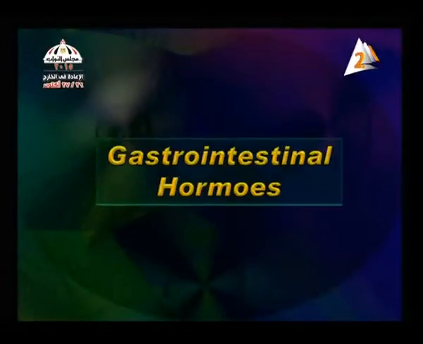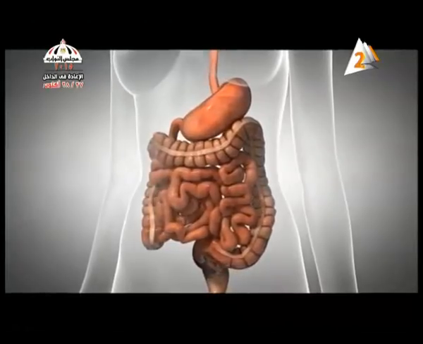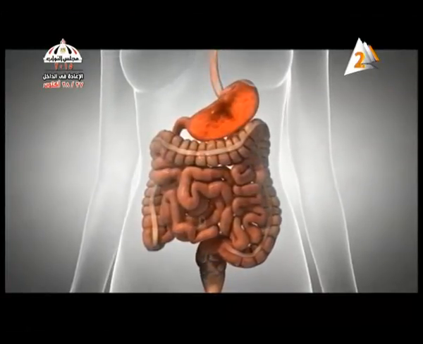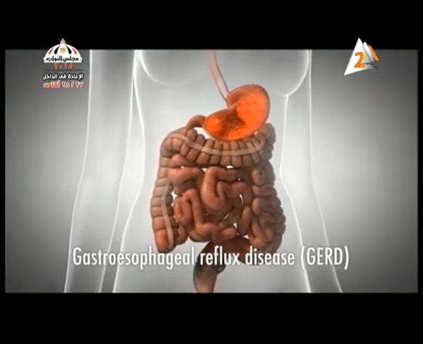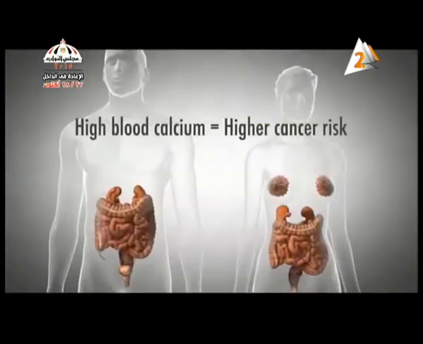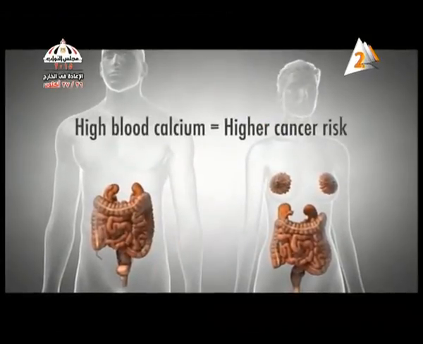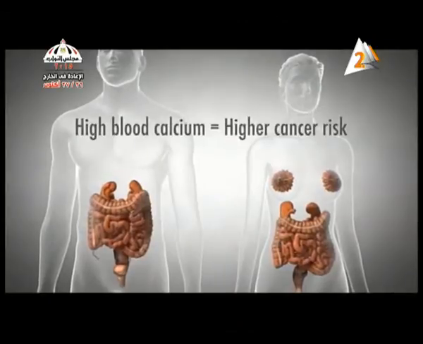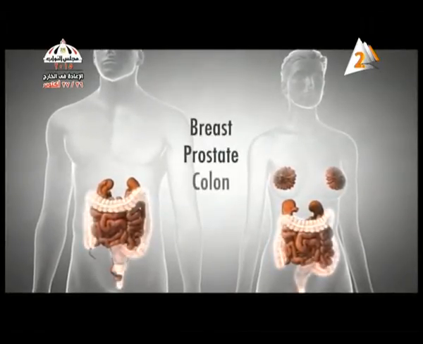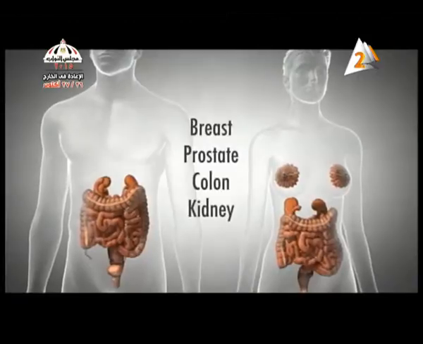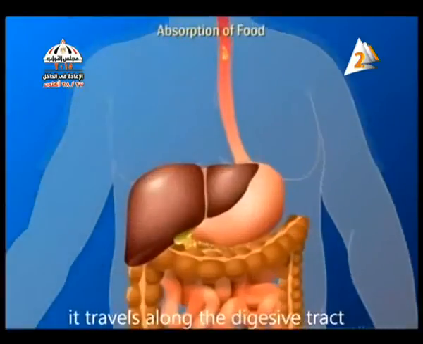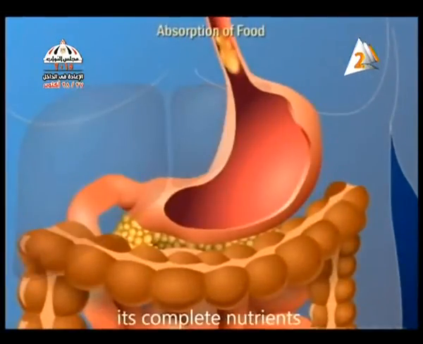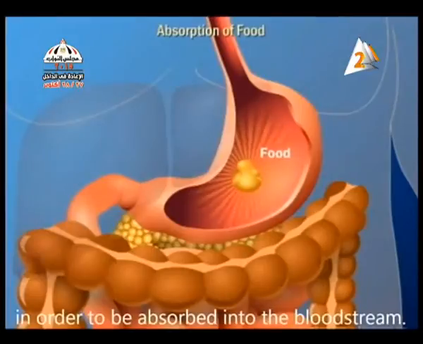The last one, gastrointestinal hormones. In addition to the exocrine function of the mucous membrane lining the alimentary canal and alimentary glands as well, it also secretes a group of hormones which regulate and stimulate the different parts of the alimentary canal to secrete their digestive juices, as you studied previously in the former year, in the second year.